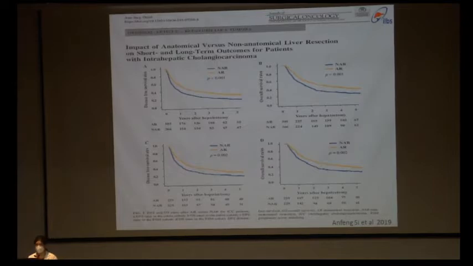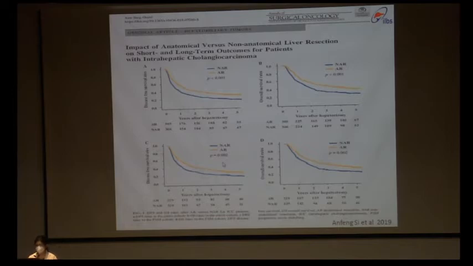So in case of intrahepatic cholangiocarcinoma, should we go for anatomical resection or non-anatomical resection? In this study by Anfang et al. in 2019, they recommended that the patient should undergo anatomical resection, and as per these Kaplan-Meier curves, the disease-free survival and the overall survival were better with anatomical resection. Even after propensity score matching, the DFS and OS were improved with anatomical resection.